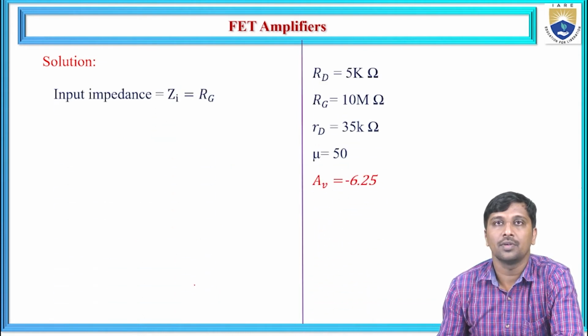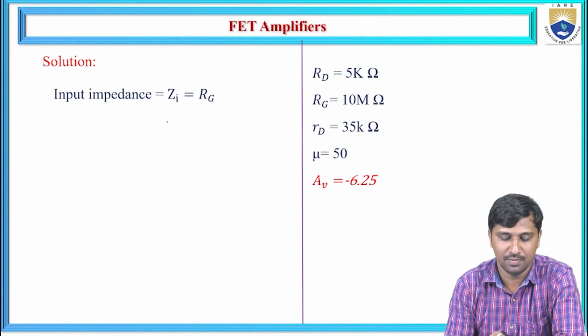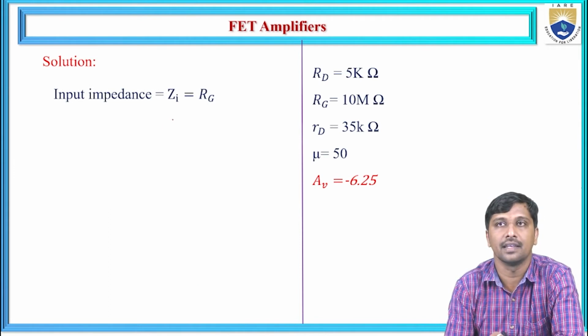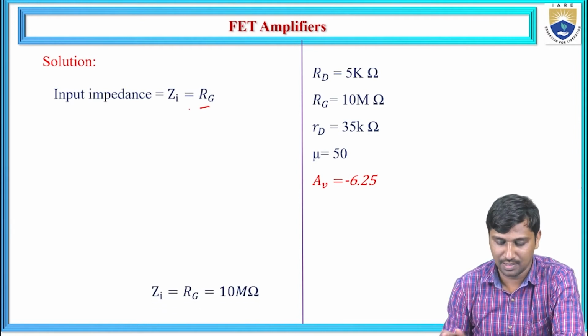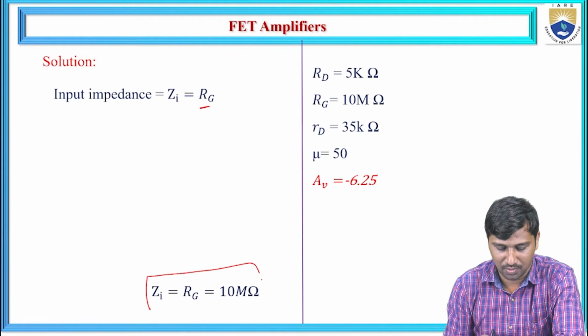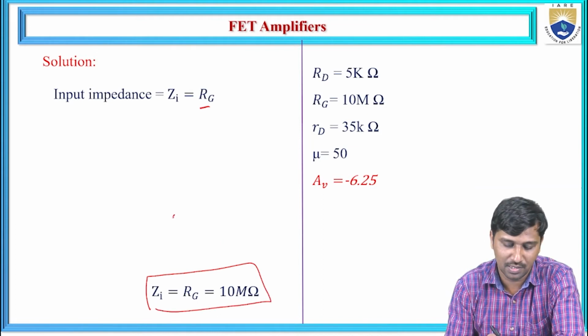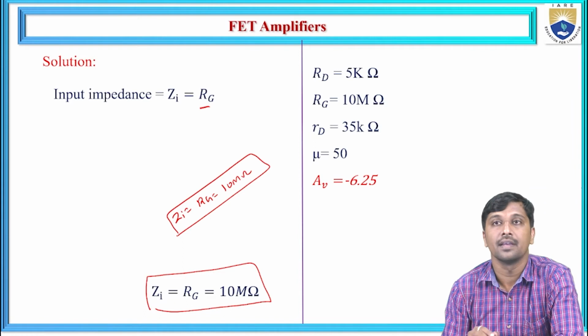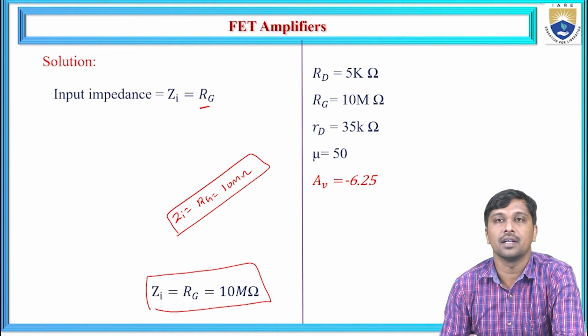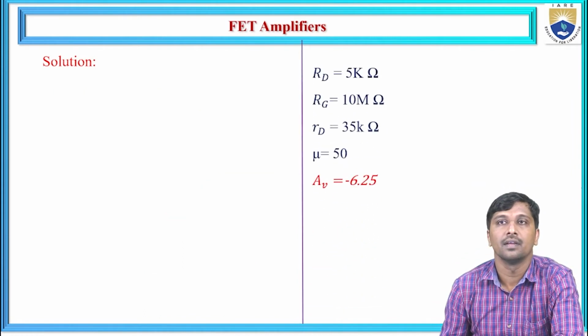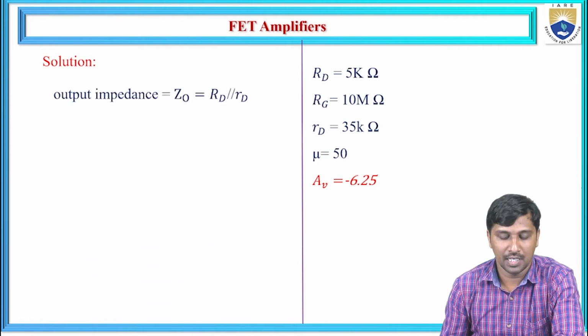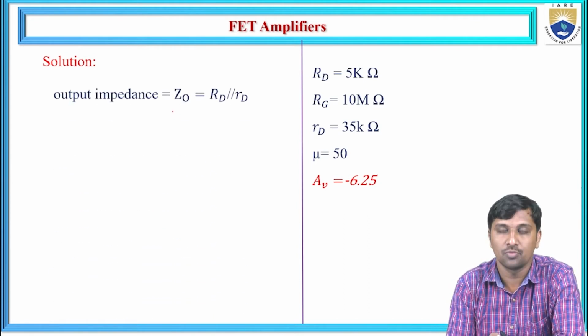Now we need to calculate the input impedance, that is Zi, which is equal to RG. So the Zi value is directly 10 mega ohms. Why? Because in the given specifications the gate resistance RG is 10 mega ohms. Then we need to calculate the output impedance.